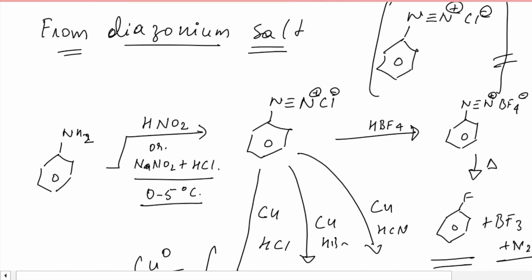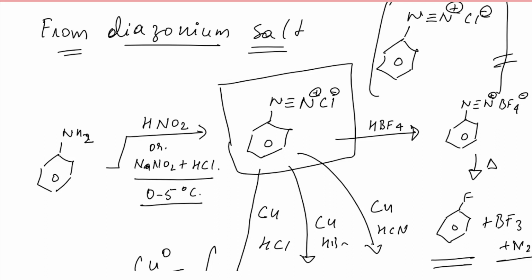If we talk about diazonium salt, that is benzene having N triple bond N positive, Cl negative. For preparing diazonium salt, what we need is aniline. Aniline is reacted with HNO2, that is nitrous acid, or NaNO2 in the presence of HCl at 0 to 5 degrees Celsius. This yields benzene N triple bond N Cl, and this is known as diazonium salt. Here the diazonium salt can be benzene diazonium bromide or nitrate.